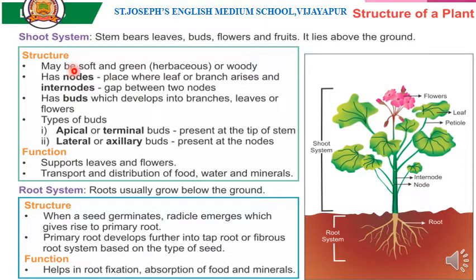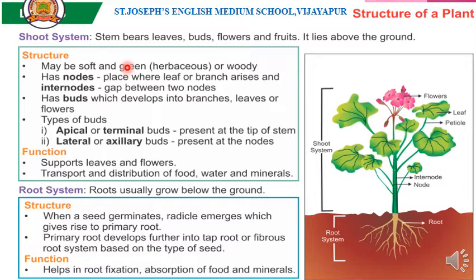Shoot system has nodes. Node is a place where a leaf or branch arises. From this only a new leaf or branch arises. Internode is the next thing. It is the gap between two nodes. Here is one node, you can see it is marked. The gap between two nodes is called the internode.